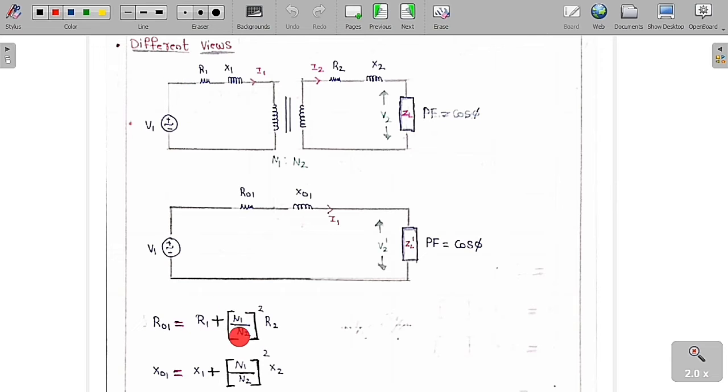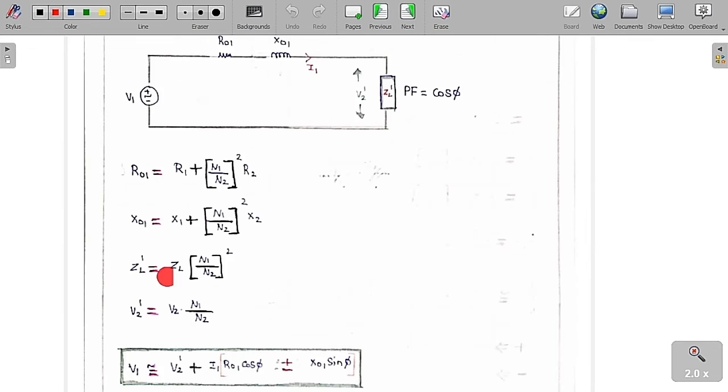So I have shifted all these things to the primary side. R01 is equal to R1 plus (N1 by N2) whole square into R2, and X01 is equal to X1 plus (N1 by N2) whole square into X2. Similarly, ZL dash is equal to ZL into (N1 by N2) whole square. And V2 dash is equal to V2 into N1 by N2. This is what you always have to remember.